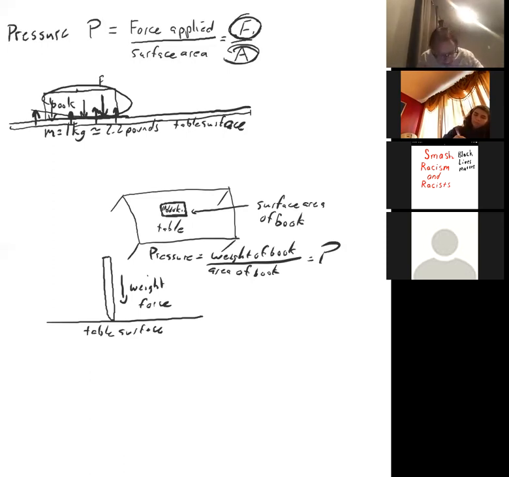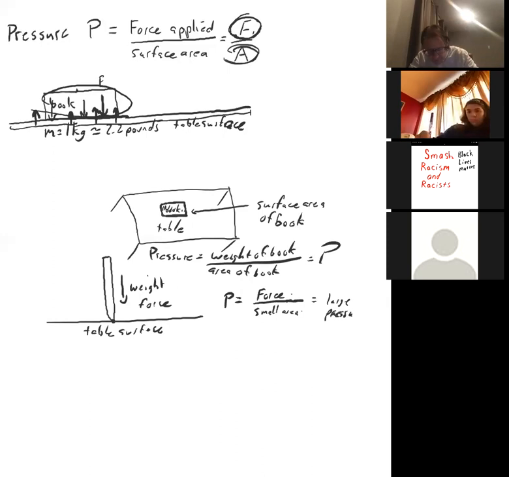However, the area is quite a bit smaller, right? That's a small area there. It's only touching over a little tip right there. So what would happen is the force would be the same, but the area would be small. And here's what happens. When you have a very small area, if you take a large number and divide it by a small number, you get a large pressure. So the pressure is directly proportional to the force, but it also depends on the area, okay? And that's how we'll define pressure, as the force divided by the area.